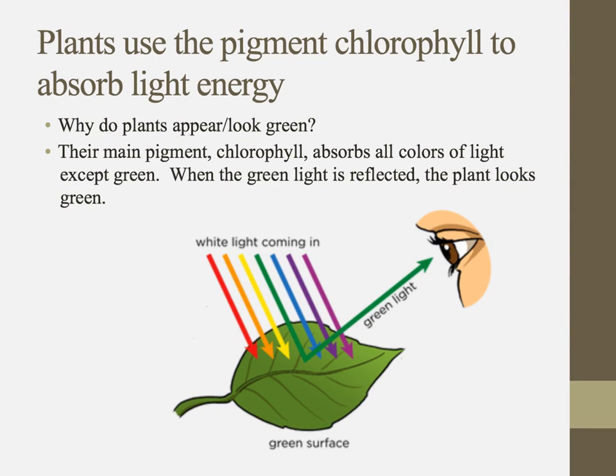This question you should be able to answer on your own. Plants look green because their main pigment, which is chlorophyll, absorbs all of the wavelengths except green. Green gets reflected to your eyeballs, and that's why your brain perceives the plant as looking green.